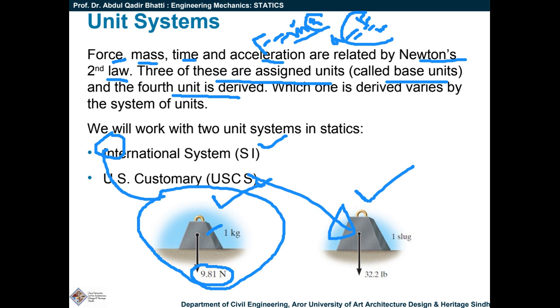Okay, so if we convert into pounds, it will be 32.2 pounds. Here, if we convert the 1 kilogram into US customary units, it will become 1 slug. Okay.